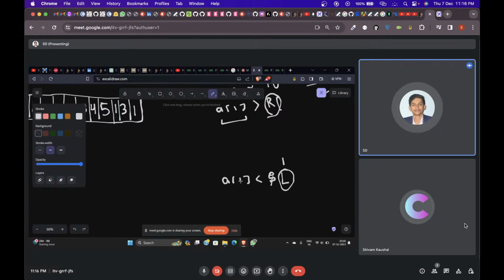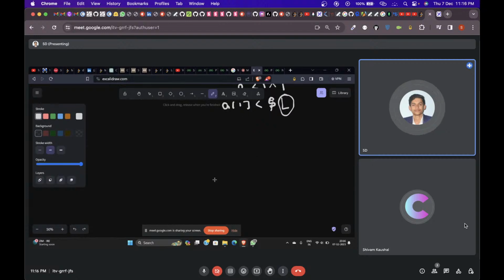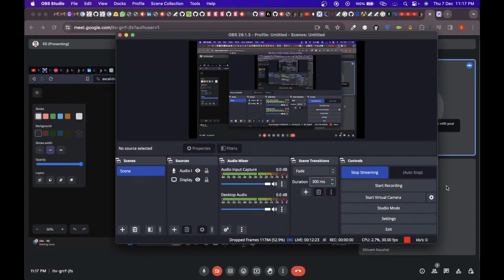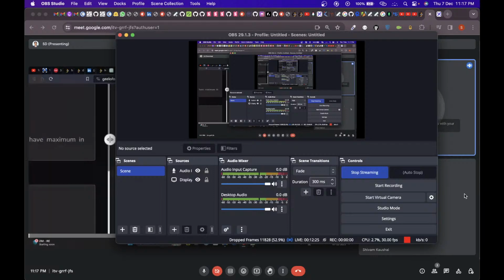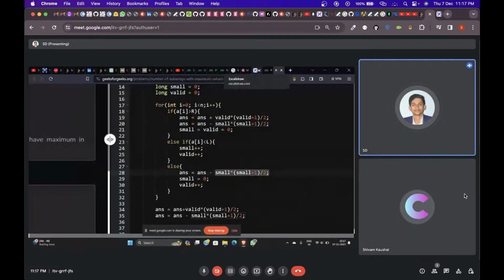Then we are going to see: is 2 smaller than 1? Then we can see that this condition is also not met. Then we are going to move forward toward the third condition. And that condition is what? Condition is that from the answer, subtract the subarray of smaller element. Okay, this is the condition that we are going to follow.